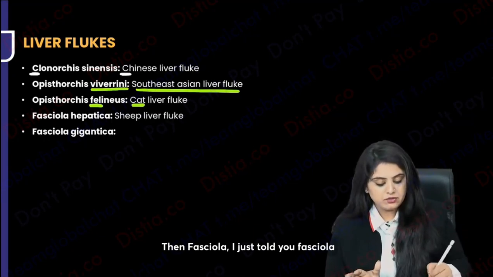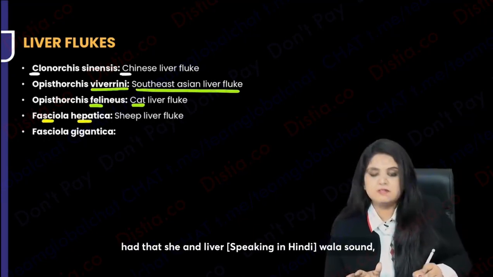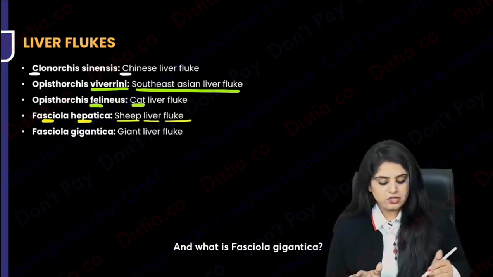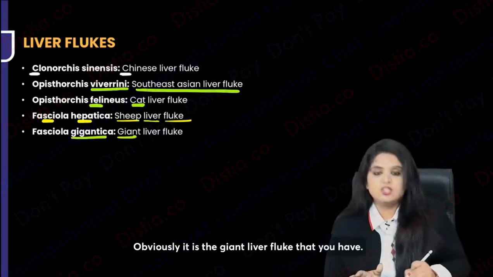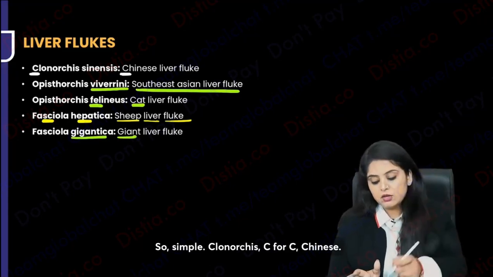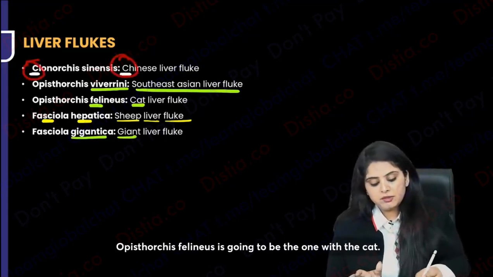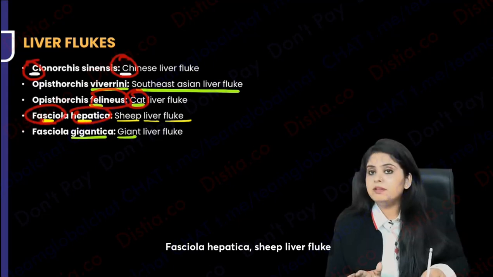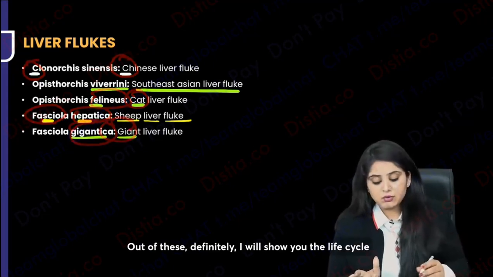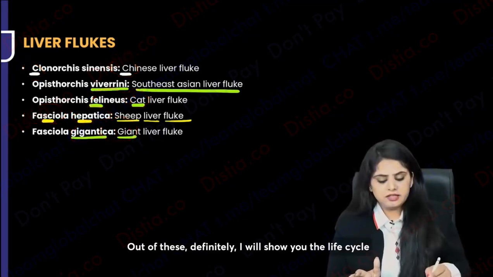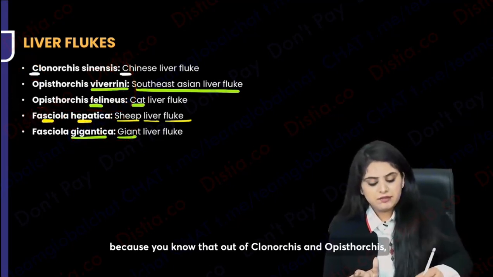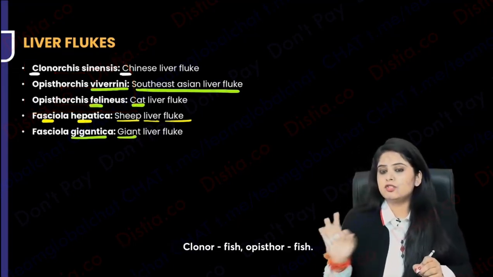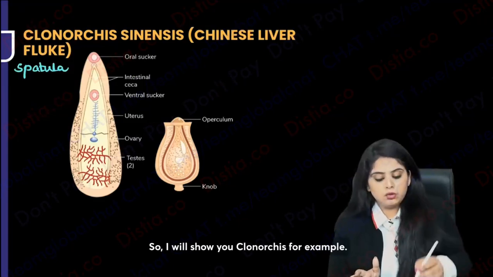Then Fasciola, I just told you Fasciola has that sheep and liver sound, so that is the sheep liver fluke. And what is Fasciola gigantica? Obviously, it is the giant liver fluke. So simple: Clonorchis, C for C, Chinese. Opisthorchis felineus is going to be the one with the cat. Fasciola hepatica, sheep liver fluke, and gigantica, giant liver fluke. Out of these, I'll show you the life cycle of any one of the three, because you know that out of Clonorchis and Opisthorchis, one thing was common, fish. So I will show you Clonorchis, for example.